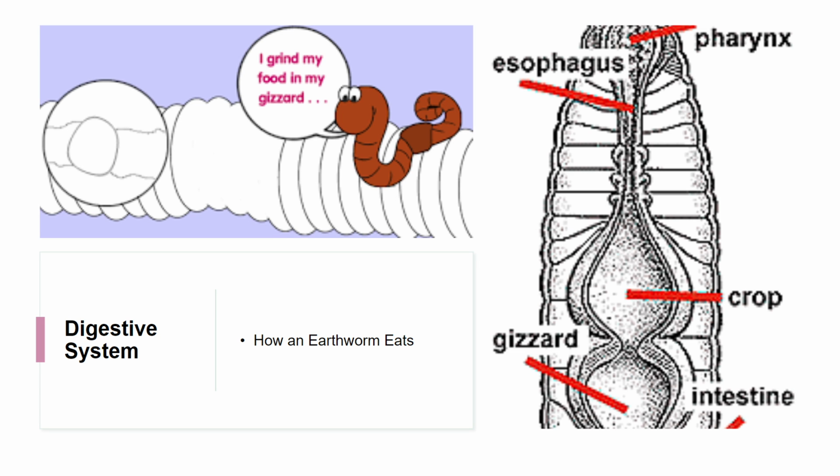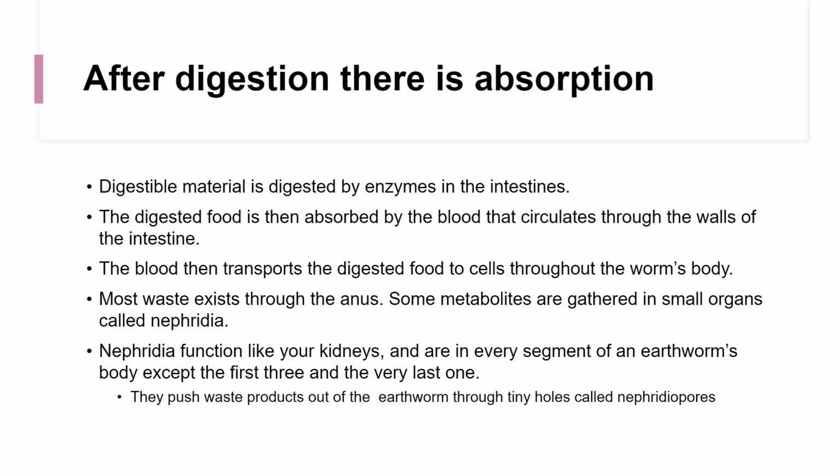So an earthworm is going to eat using a digestive system. It's going to actually be able to extract nutrients from what it eats, and it's actually really important to create topsoil that we consider fertilized or nutrient-rich. After digestion, material that wasn't digested exits the intestines. We can also look at what was absorbed as the food was processed. It's absorbed by the blood that circulates through the walls of the intestine. The blood is then transported with the nutrient-rich material to cells of the worm's body.